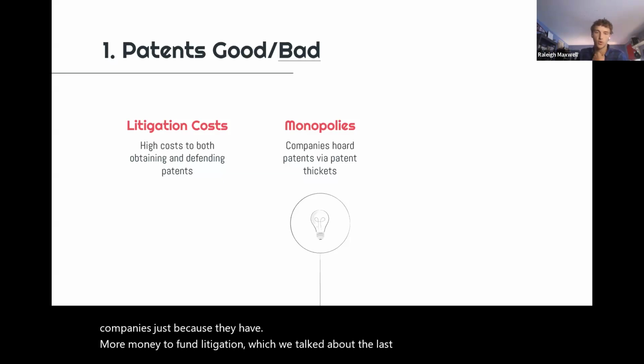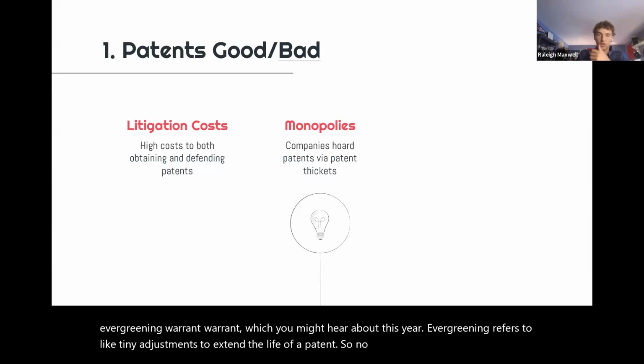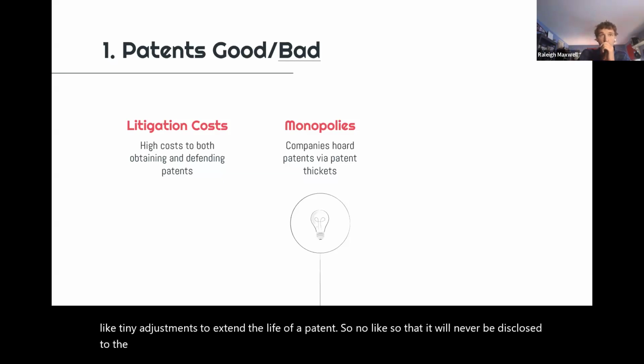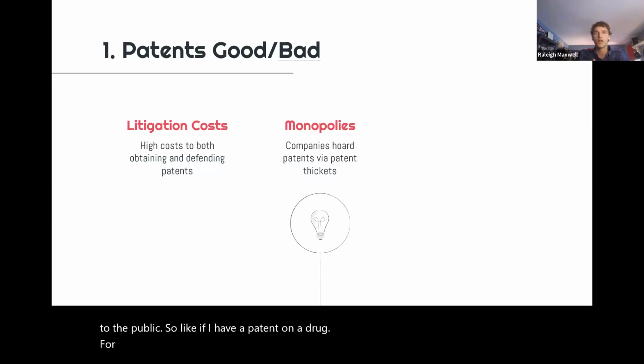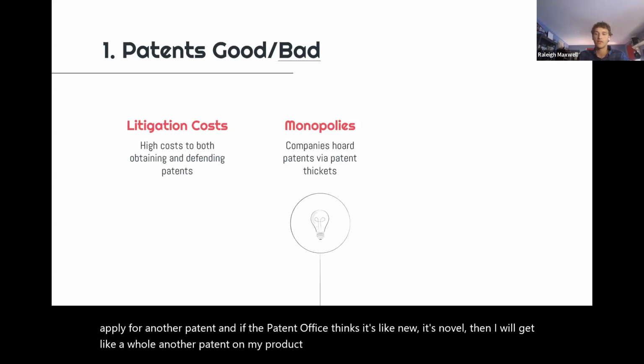There is also the evergreening warrant, which you might hear about this year. Evergreening refers to tiny adjustments to extend the life of a patent, so that it will never be disclosed to the public. So if I have a patent on a drug for tuberculosis, for example, and I tweak it a little bit so it's more effective, I can apply for another patent. And if the patent office thinks it's novel, then I will get a whole other patent on my product, and then I can extend it so no one else will know about it.